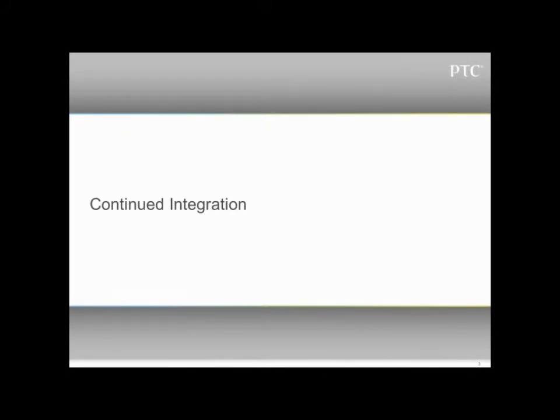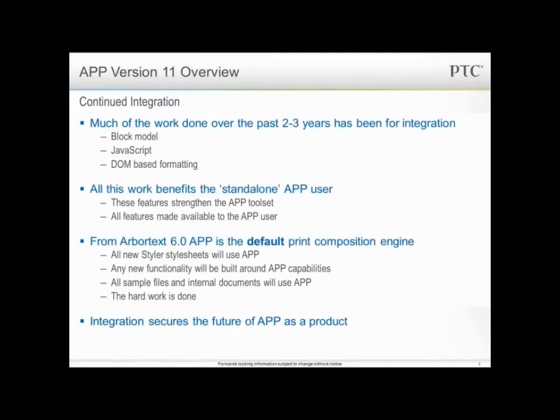Well, we've been continuing the integration, and Chris has done a good job of talking through how we are integrated. So a lot of the work that we've been doing for APP over the past two or three years has been with this integration in mind. So we've been working towards becoming the default print composition engine inside the Arbortext products, and making APP understand style sheets and produce output which is comparable to the FOSSI output, which was previously the default print composition engine.